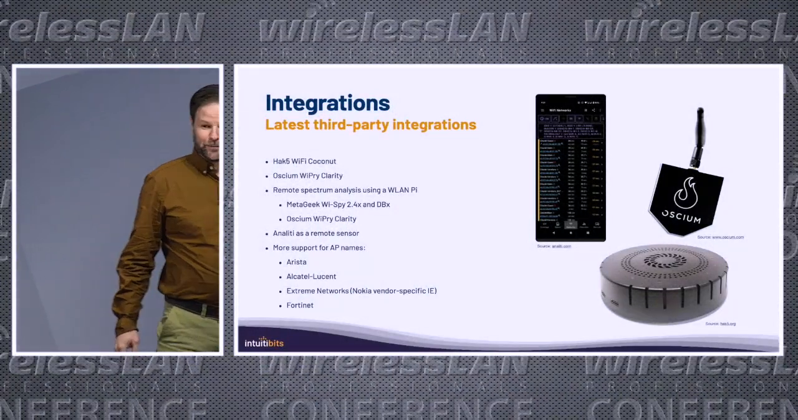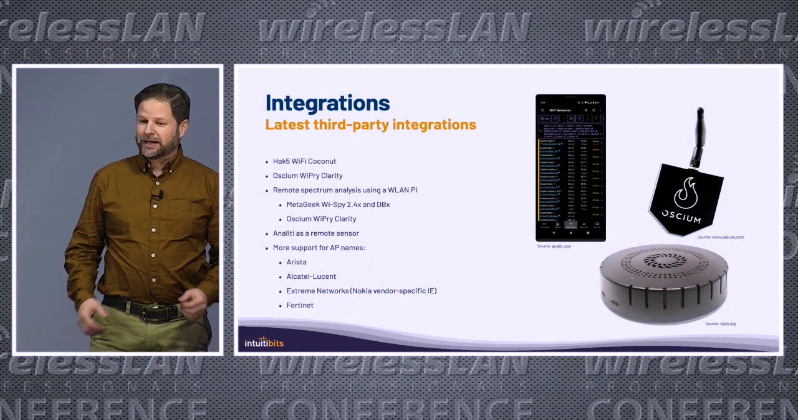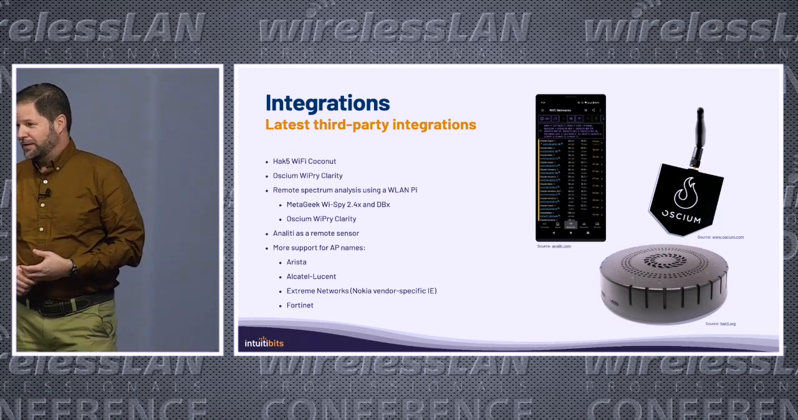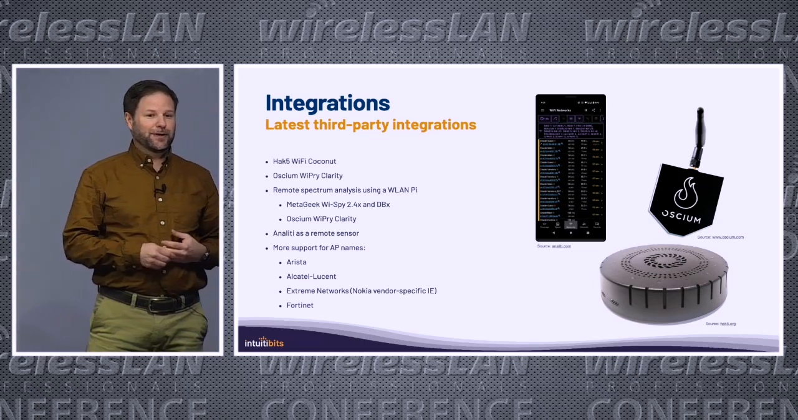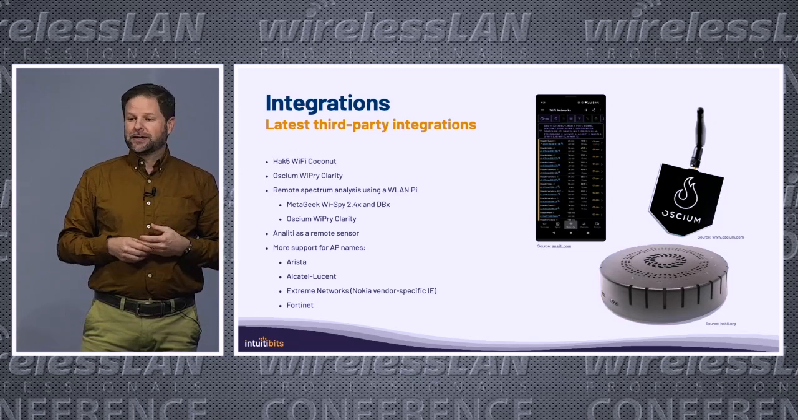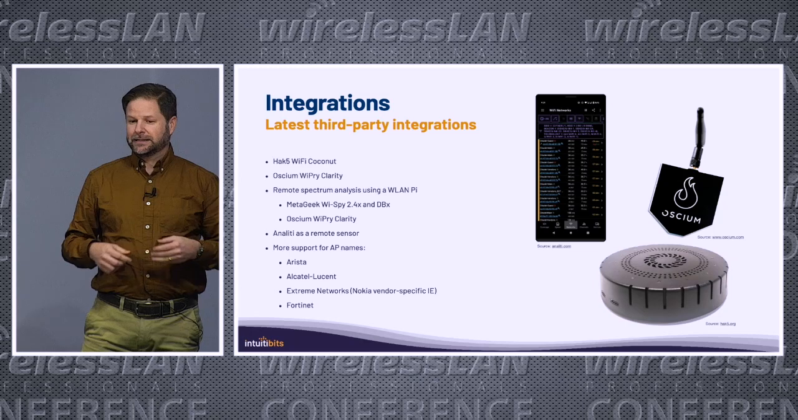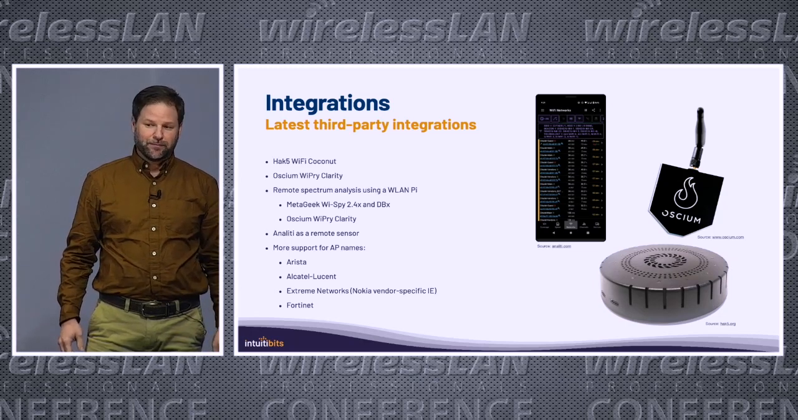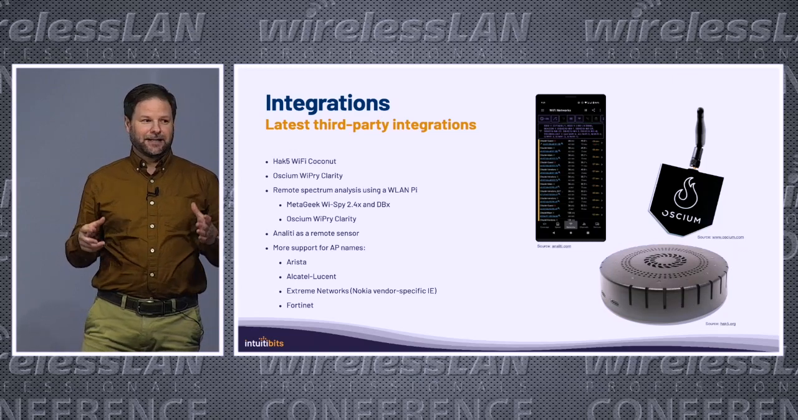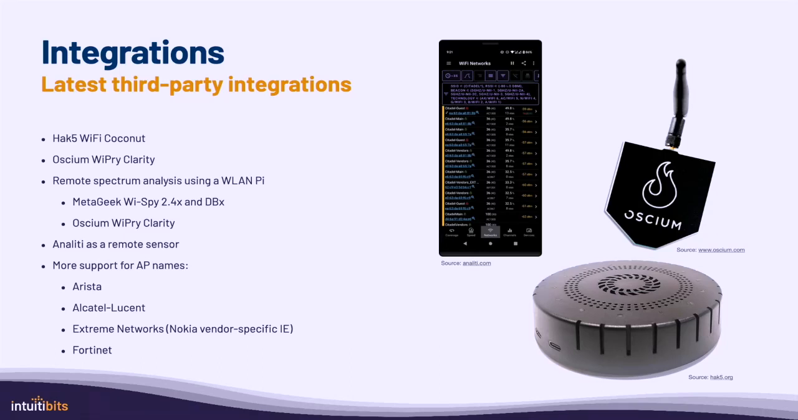First, I'd like to talk to you about some of the integrations that I've done in the past months. One of the things I like the most is to be able to work with other tools, other vendors, and bring everything together. So one of the things I did recently was to add support for the Wi-Fi Coconut from Hack5. This is a device that is designed to sniff the whole 2.4 gigahertz band. Now, how useful is that in the real world?